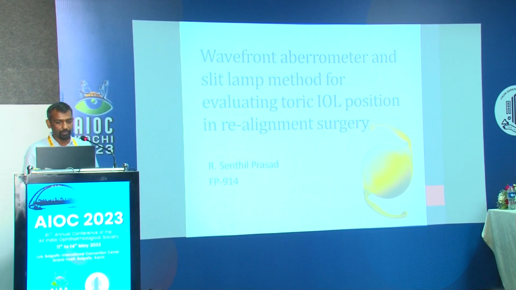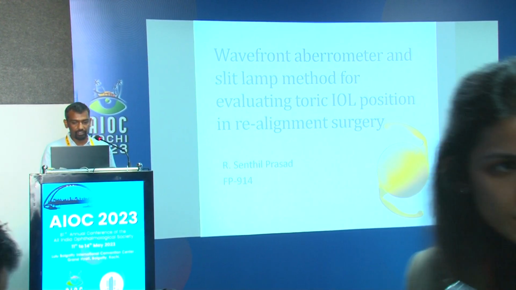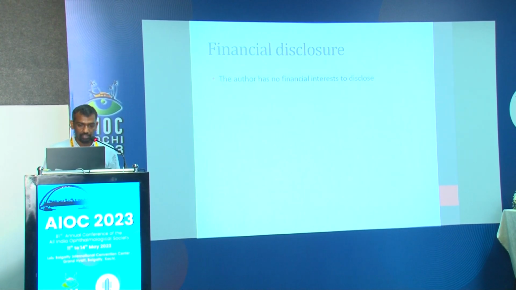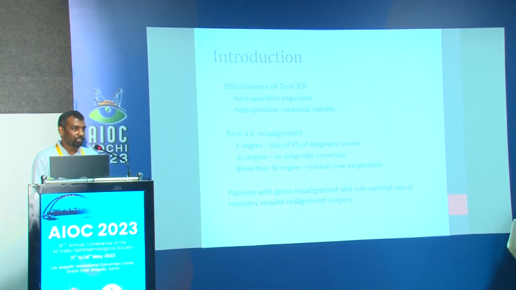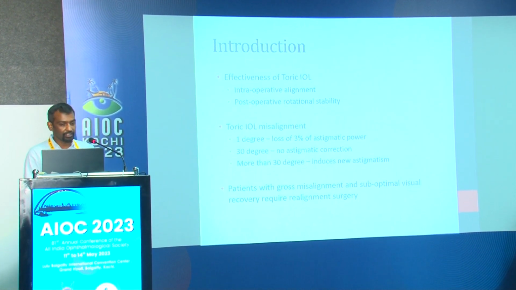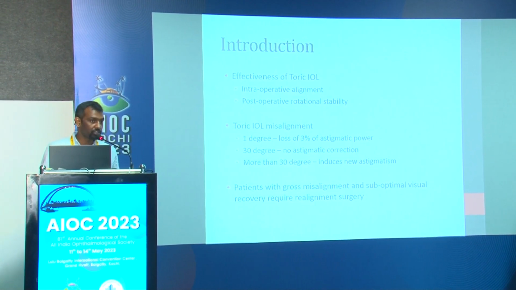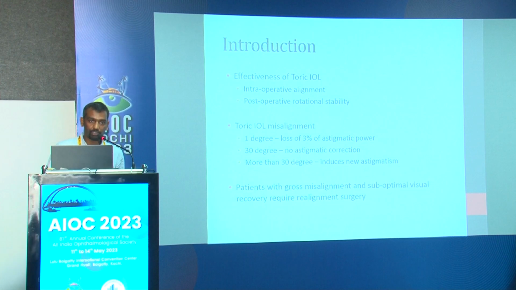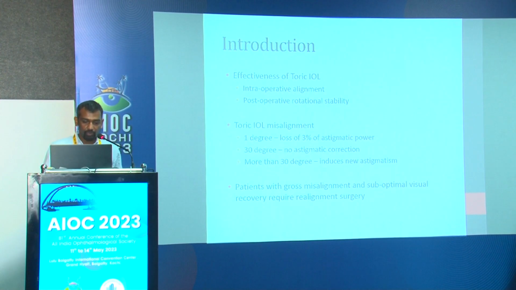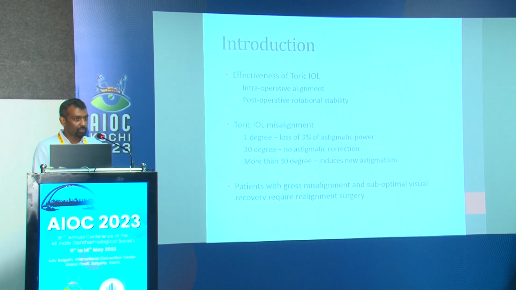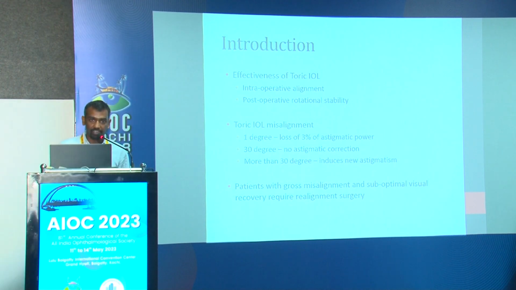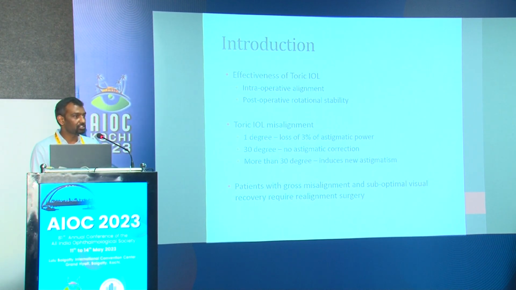Good morning all. So I'll be presenting on wavefront aberrometer and slit lamp method for evaluating toric IOL position in realignment surgeries. I don't have any financial disclosures. The effectiveness of toric IOL depends on correct intraoperative alignment and postoperative rotational stability. Any toric IOL misalignment will lead to loss of astigmatic power. One degree of misalignment leads to a loss of 3% of astigmatic power. When a toric IOL is misaligned by around 30 degrees, it won't have any astigmatic correction. When it rotates more than 30 degrees, it induces new astigmatism. So patients with gross misalignment and suboptimal visual recovery post toric IOL implantation will require realignment surgeries.